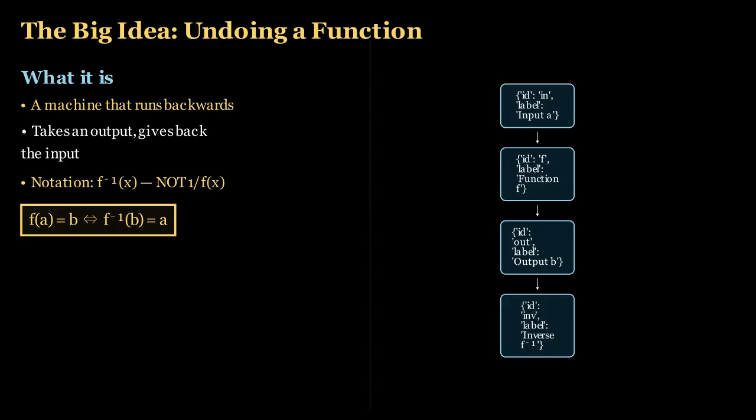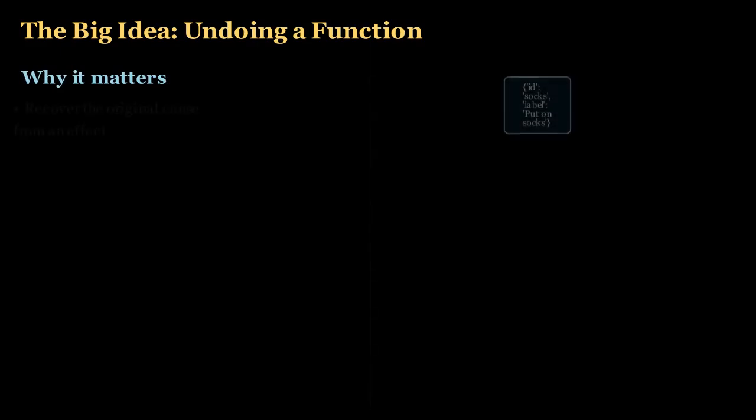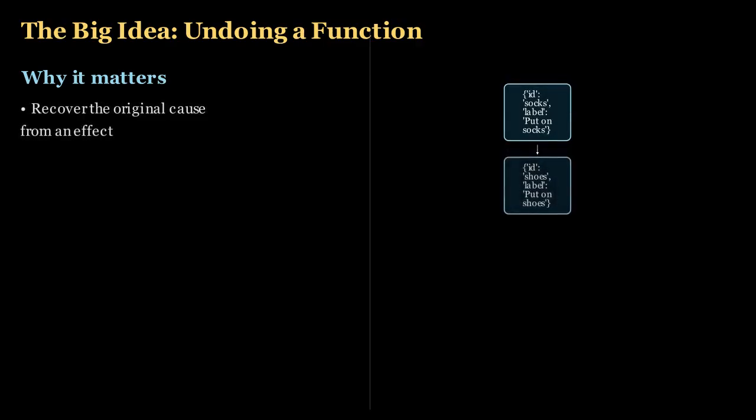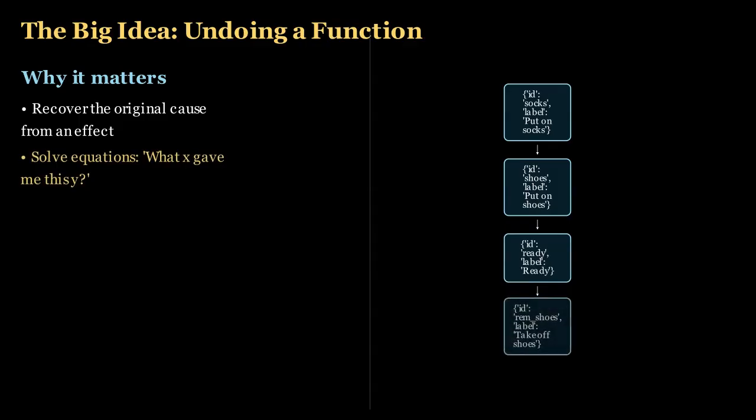Why would we ever want to run a machine backwards? Think about putting on socks and then shoes. The function is getting ready. The output is having your shoes on. But later, you need to undo that process. You can't just take off your socks first, your shoes are in the way. The inverse process is taking off your shoes and then your socks.